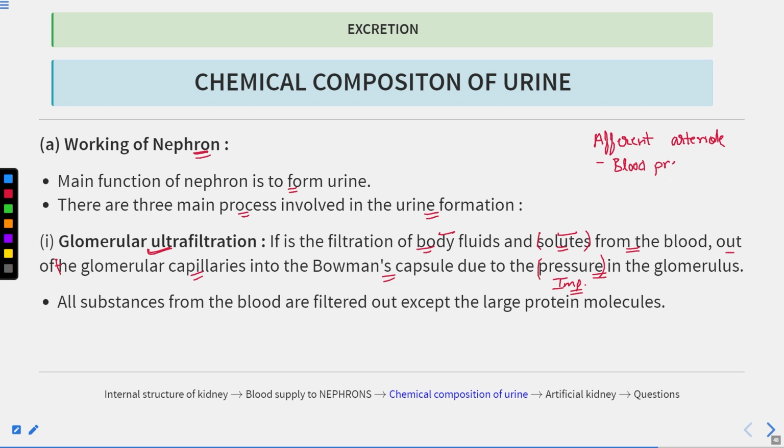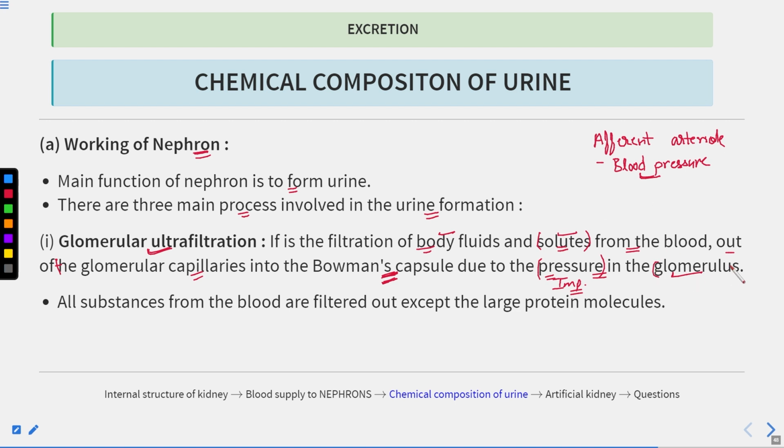Okay, so this blood pressure is maintained with the help of hormones. If the blood pressure is adequate enough, then only the filtration will take place. So what happens here? Glomerular ultrafiltration is the first step. In this step, the filtration of the body fluid and the solute from the blood takes place. And then what happens? All this filtrate then enters into the Bowman's capsule, due to the pressure in the glomerulus.